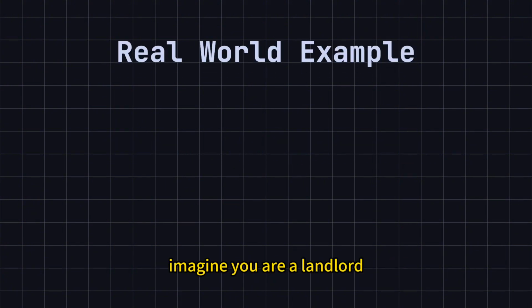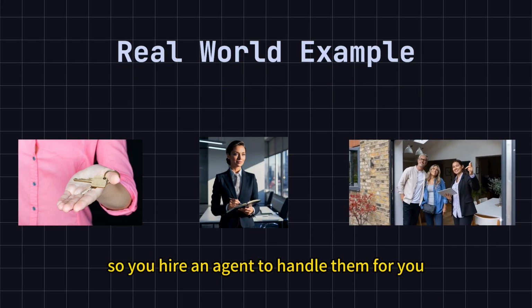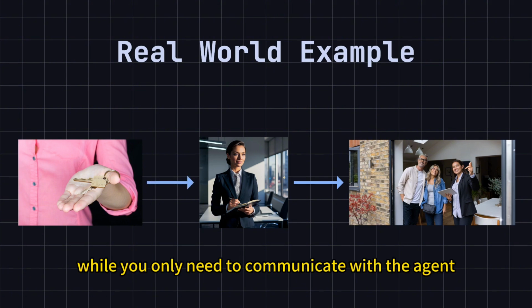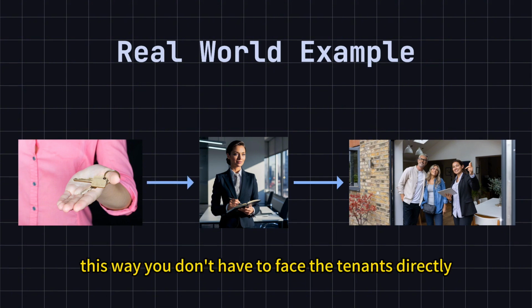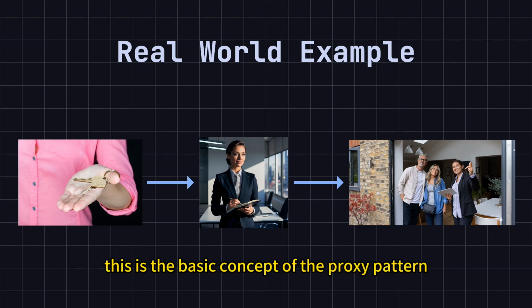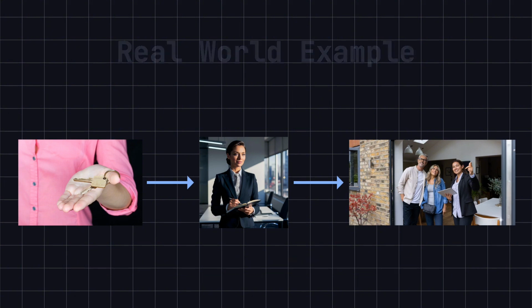Imagine you are a landlord, but you don't want to deal with tenants' various needs and issues directly, so you hire an agent to handle them for you. This agent acts as a proxy for the property, dealing with the tenants while you only need to communicate with the agent. This way, you don't have to face the tenants directly. This is the basic concept of the proxy pattern, controlling access to the actual object through a proxy.